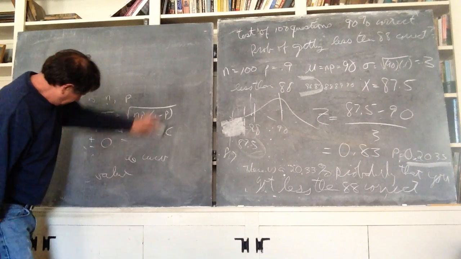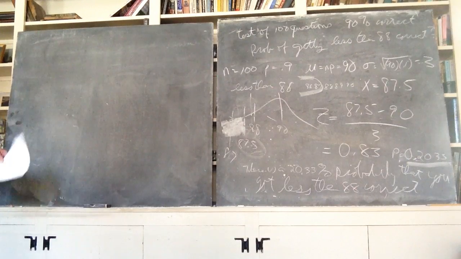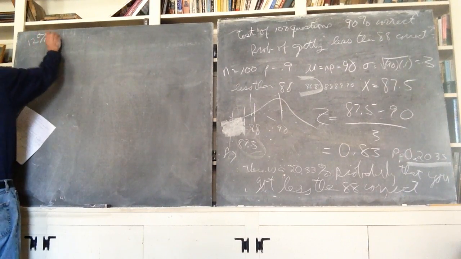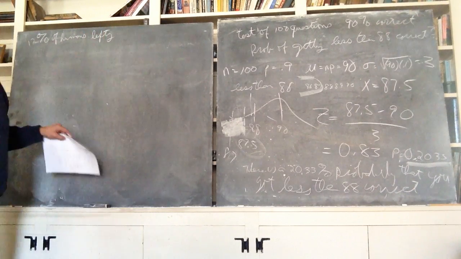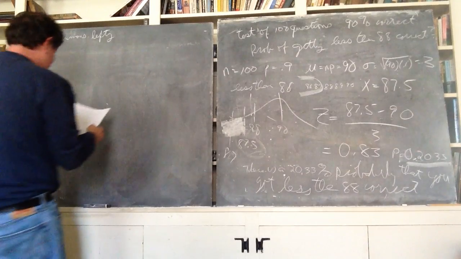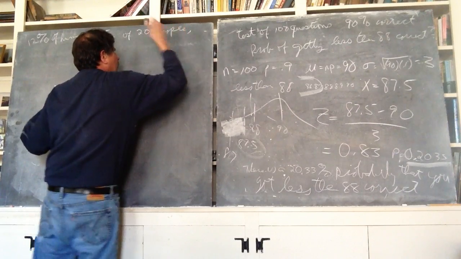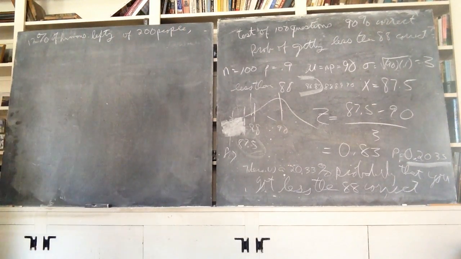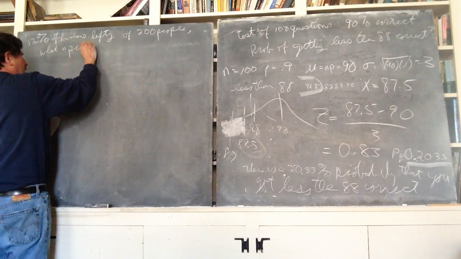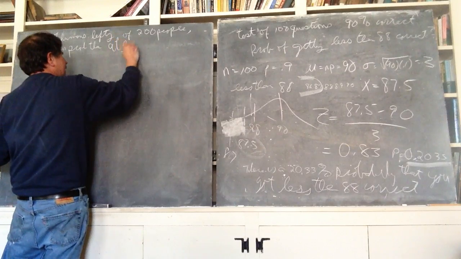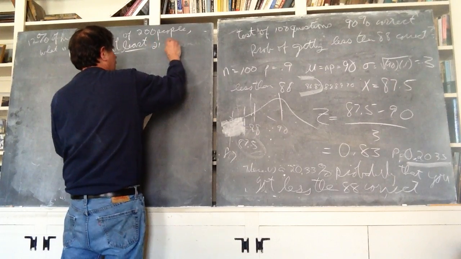One more example. 12% of humans are lefty. When I say lefty, I mean left-handed. And so of 200 people, what's the probability that at least 21 of them are left-handed? At least. Those are the continuity correction factor words. 21 are lefty.